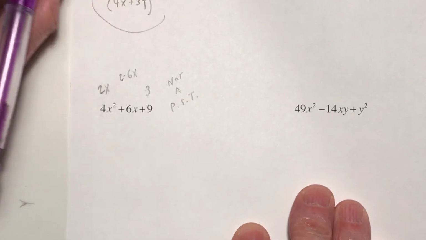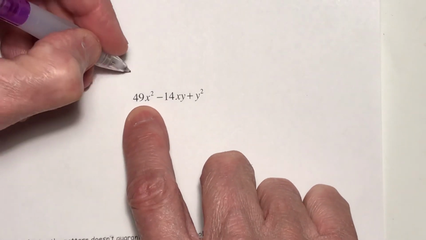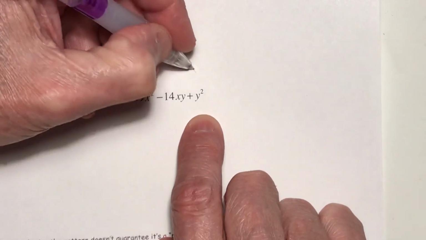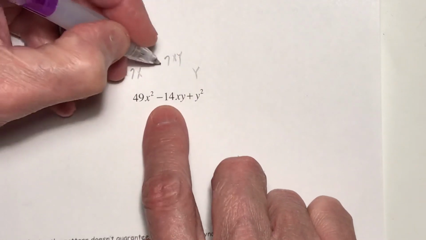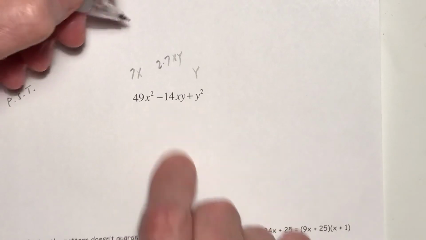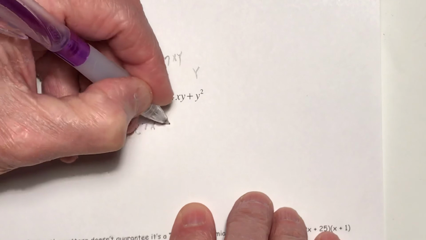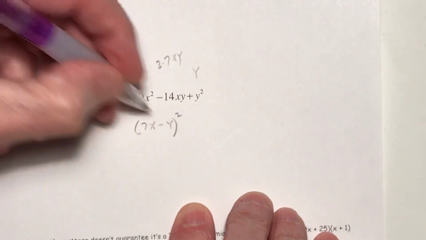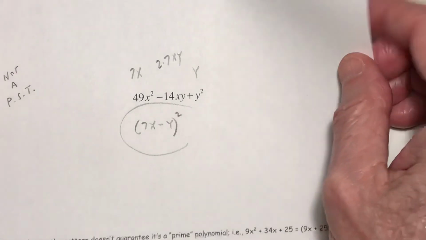And lastly, last exercise here, that's the square of 7x. That's the square of y. 7x times y, 7xy. And double it, you get 14xy. We want negative 14xy. We do 7x minus y instead of 7x plus y squared. And there it is. And there's a little note at the bottom which you should read and consider.